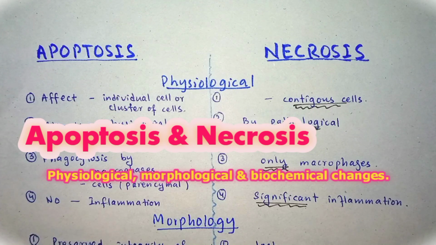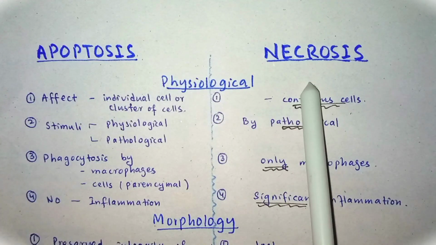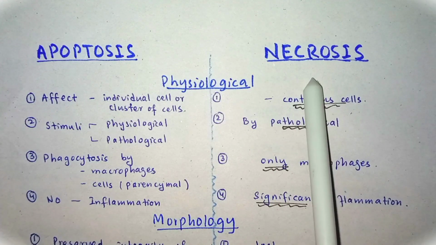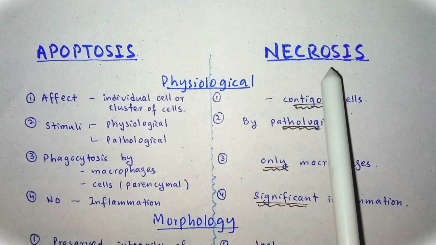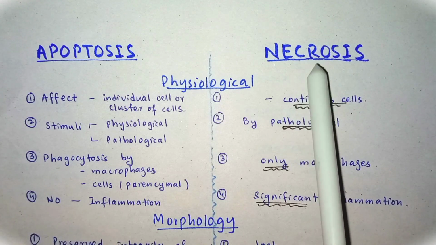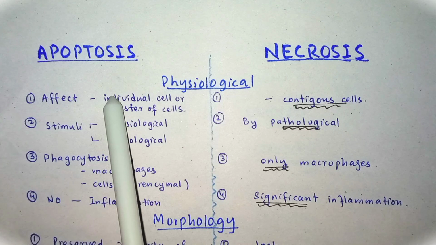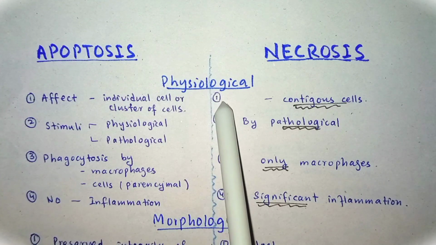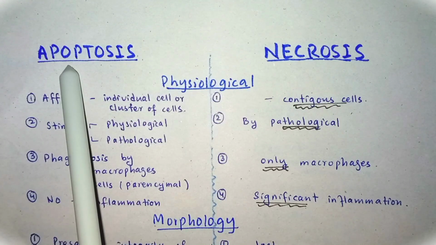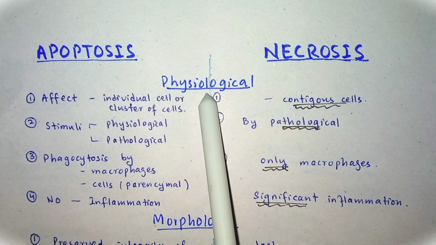Apoptosis and necrosis. Apoptosis is programmed cell death, while necrosis is irreversible cell injury that may be caused by trauma, hypoxia and exposure to toxins. It is not programmed cell death. In this video, I will tell you about the physiological, morphological and biochemical changes that occur in apoptosis and necrosis. First, physiological changes.